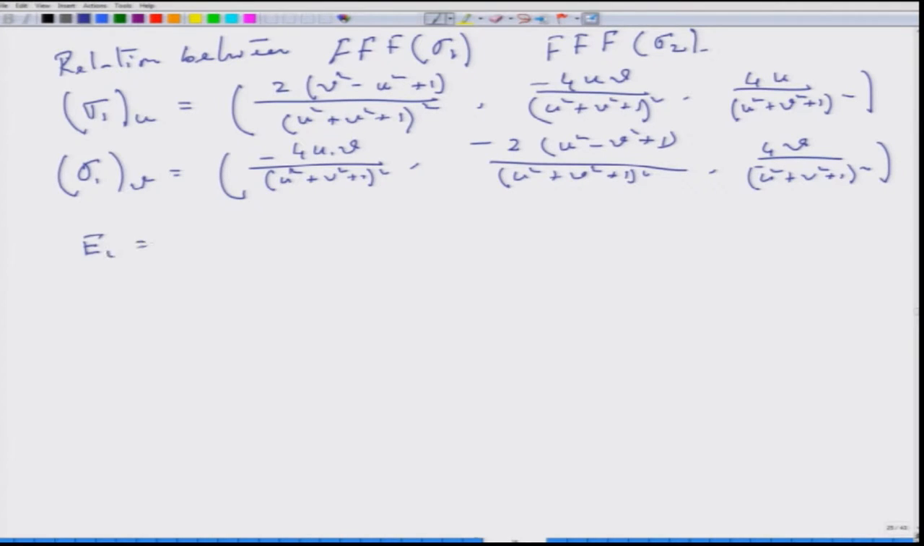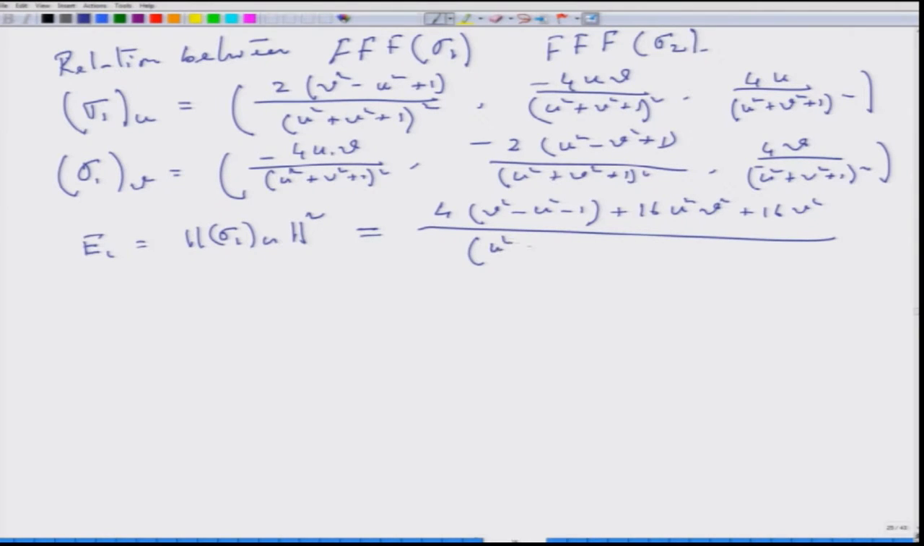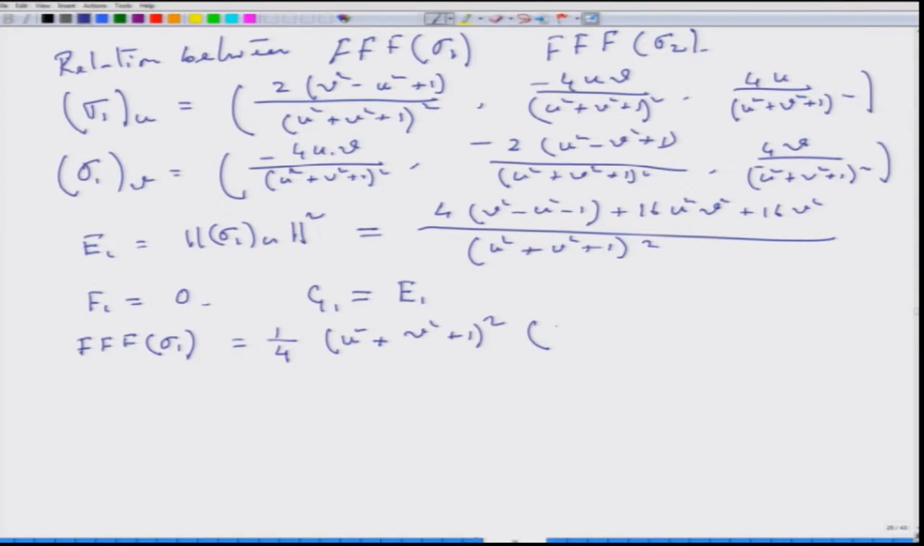So I have to calculate E1, which is the norm of sigma 1 u squared. You do it, and what you will have is the numerator in terms of v squared and u squared, divided by (u squared plus v squared plus 1) whole squared. F1 will be 0, and G1 will be the same as E1. So the first fundamental form of sigma 1 will be 4 over (u squared plus v squared plus 1) whole squared times (du squared plus dv squared). You have to do this calculation.